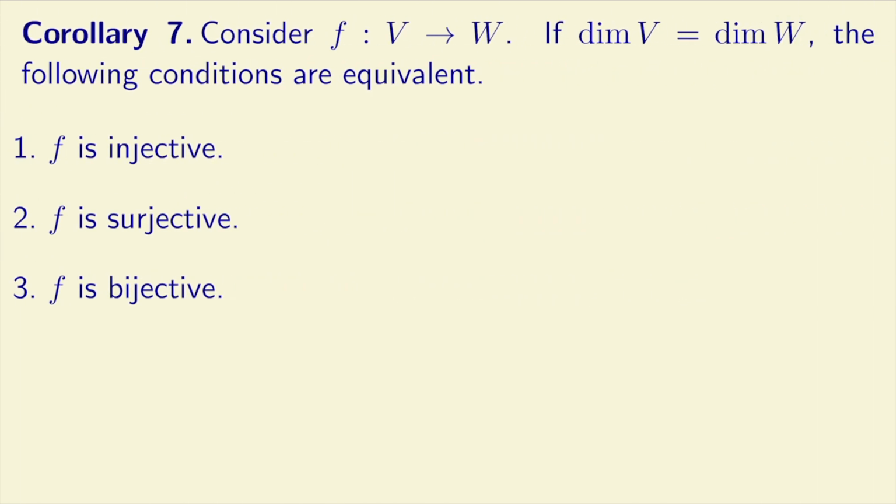Now, corollary 7. This is a big one. It says that if the dimension of V is equal to the dimension of W, then these three conditions are equivalent: F is injective, F is surjective, and F is bijective. Wow, so if the dimensions are the same, you only need to prove one of those things and you get the others for free. Exactly. Let's look at the proof.